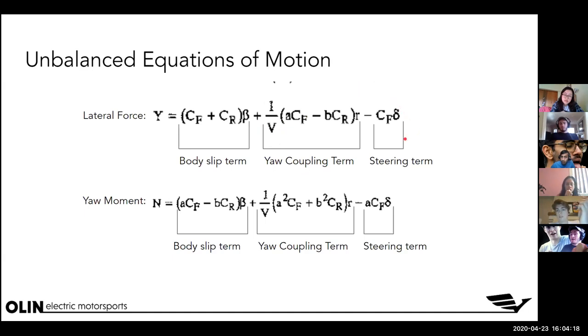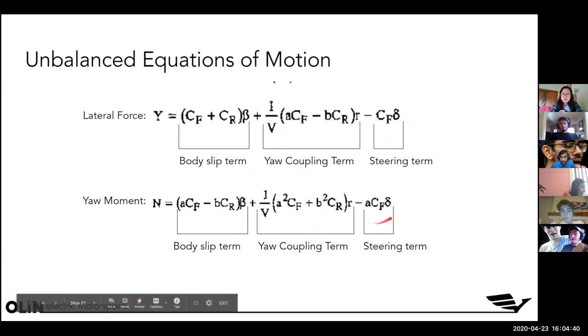And then lastly, we know some steering angle in the front, which is going to change that slip angle a little bit, and that times the cornering stiffness in the front will create some lateral force as well. And the important thing here is now we're no longer looking at these in a balanced case. So these are going to give rise to unbalanced forces that are going to side slip our car and rotate our car. Okay, and then there's, like I said, similar terms in the moment case.